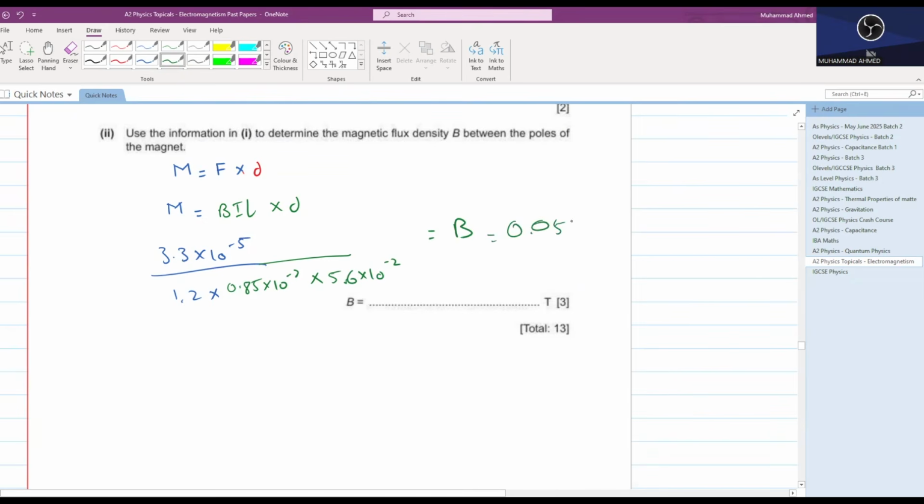It comes out to be 0.058 as your answer. This marks the end of topical questions for electromagnetism.